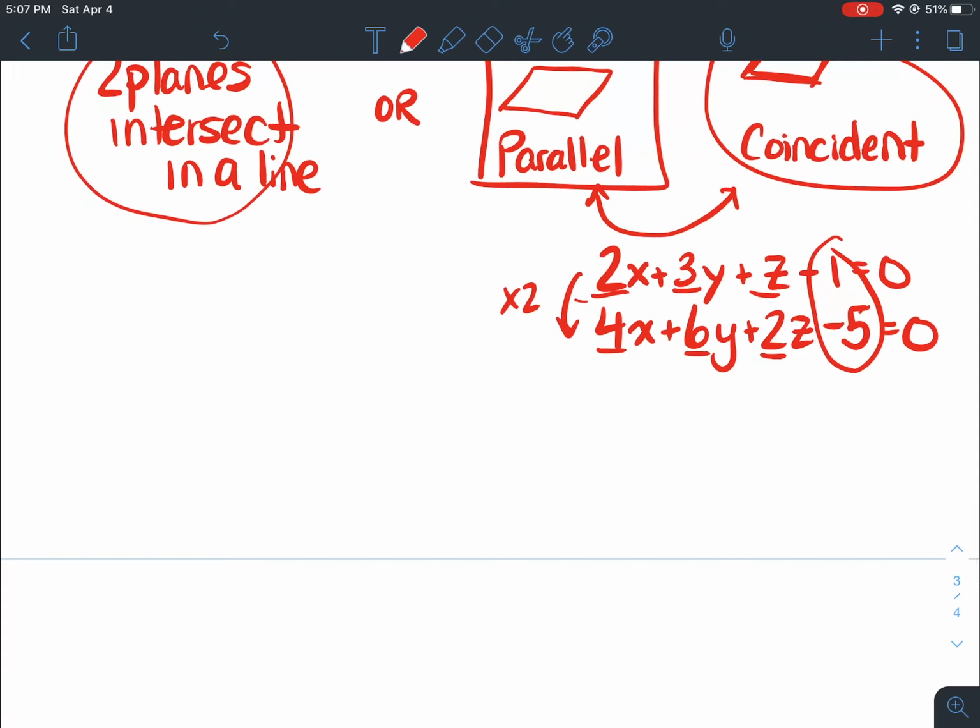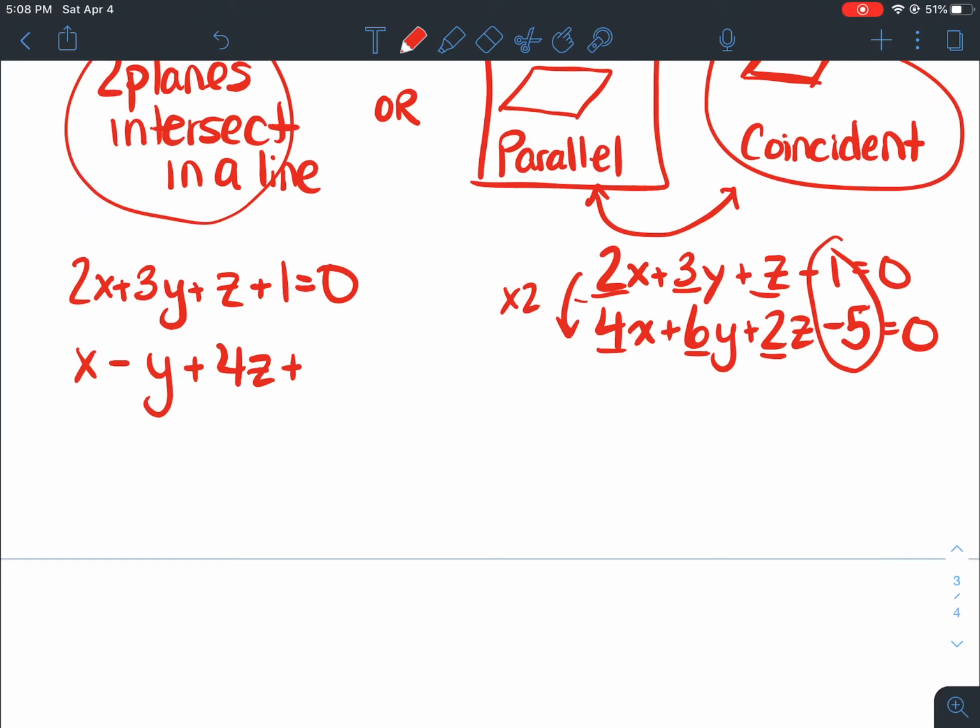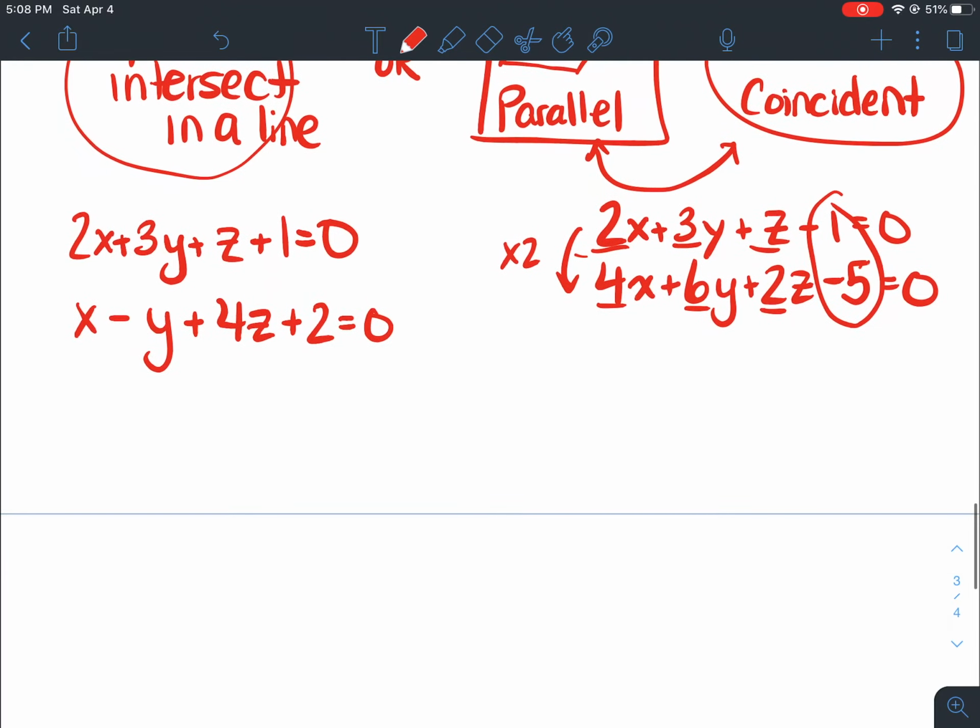If we want to figure out if two planes, 2x plus 3y plus z, and x minus y plus 4z plus 2 equals 0, intersect, remember we came to the problem with two equations but 3 unknowns. So it's almost impossible to solve it.